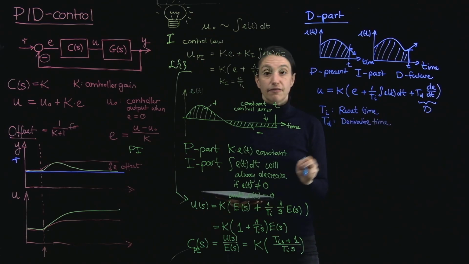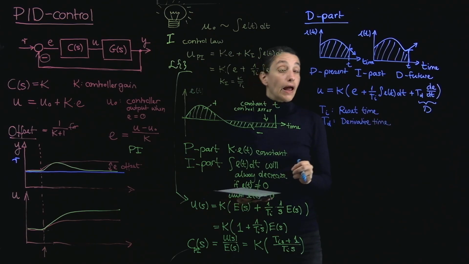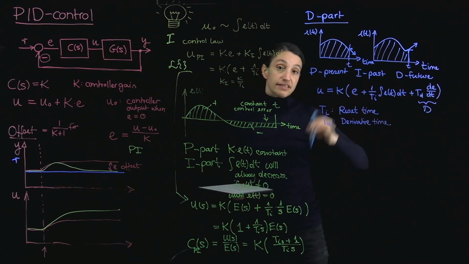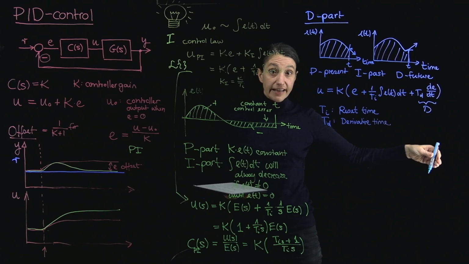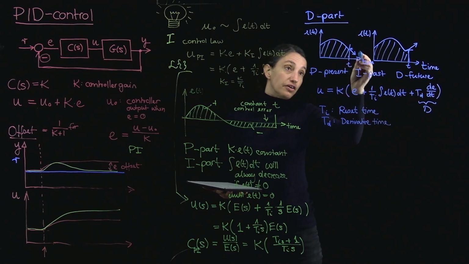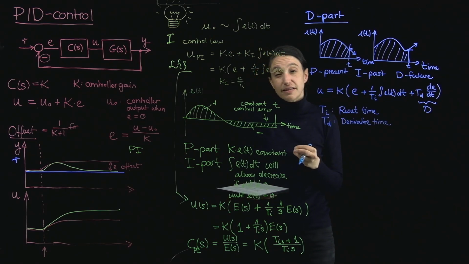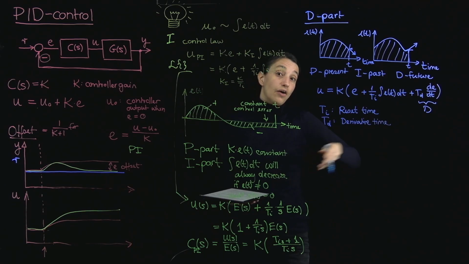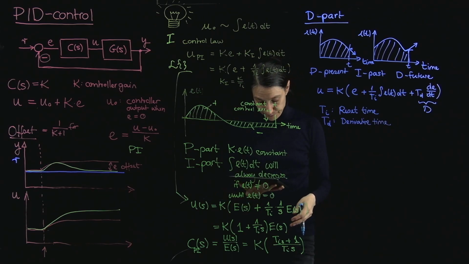In German it's the Vorhaltzeit. Td, the size of Td, expresses how far ahead we are looking into the future. So it's an indication of how confident we are in our prediction and also how far ahead we are predicting.